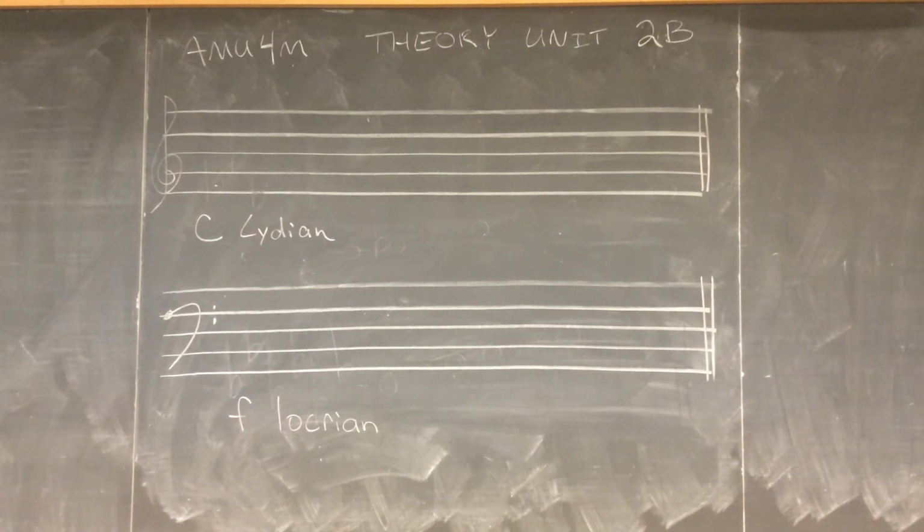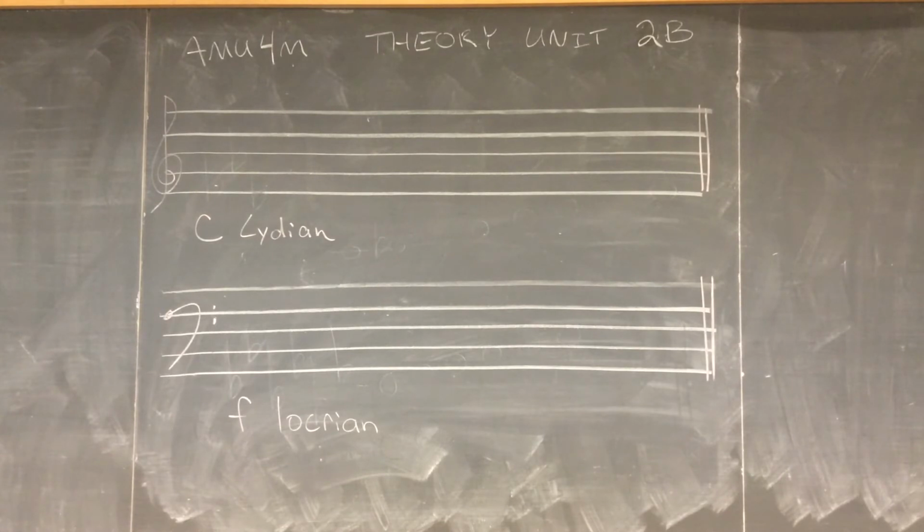Hello everybody, this is the grade 12 theory lesson, unit 2B, and today's topic is diatonic jazz modes. Modes are scales just like any major scale, and when we rearrange tones and semitones between the different scale degrees we will create different scales or modes.